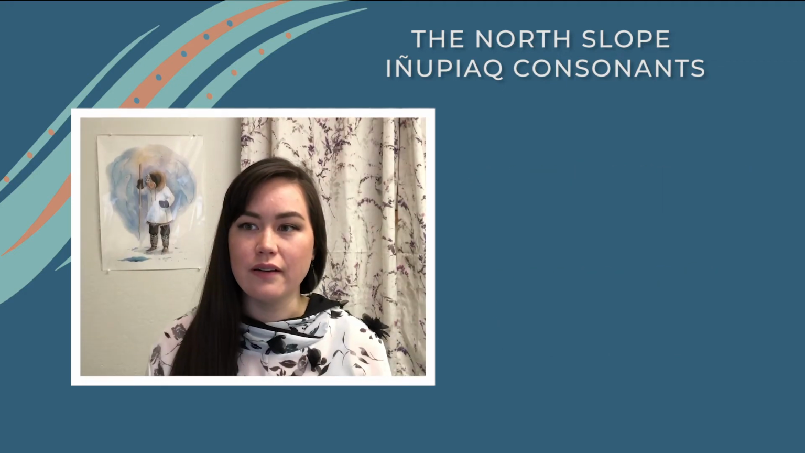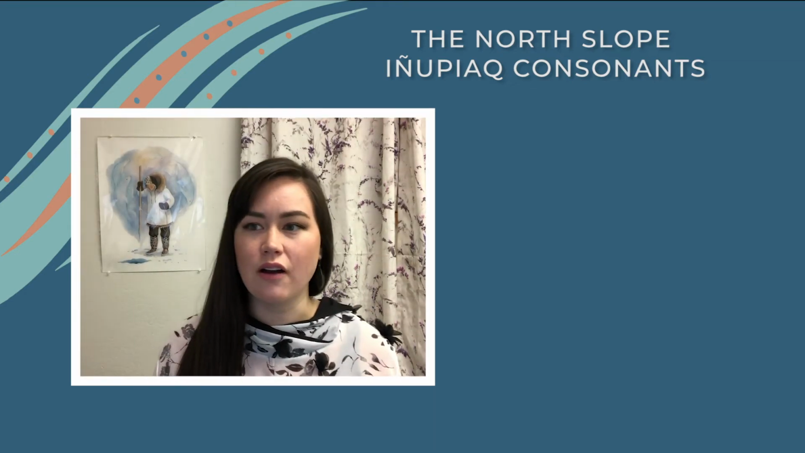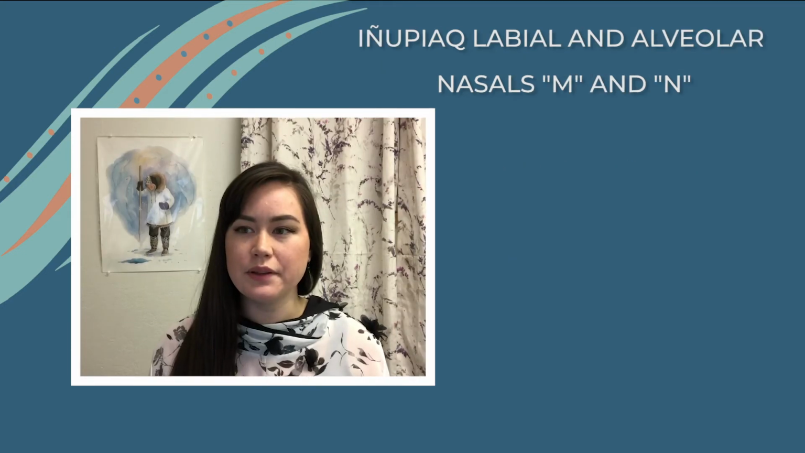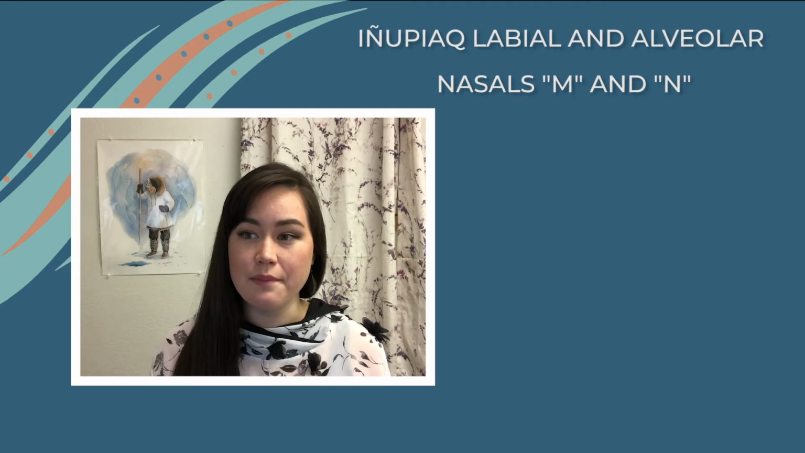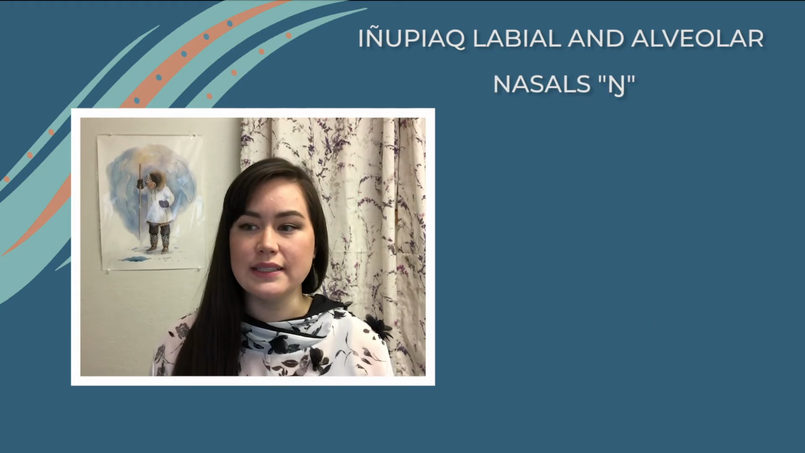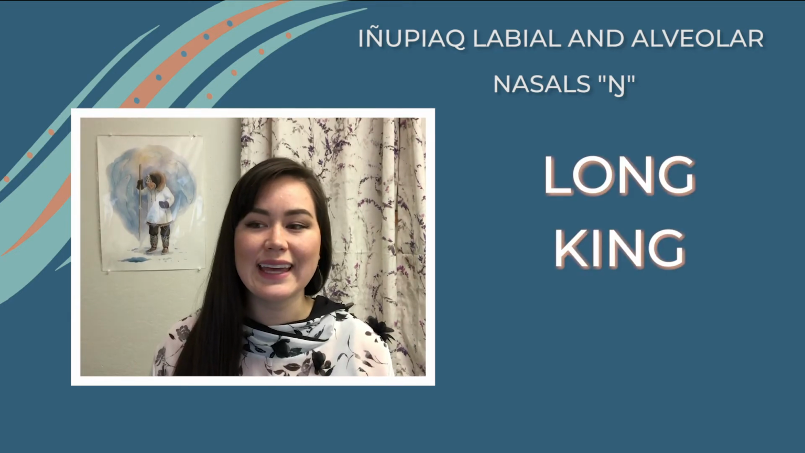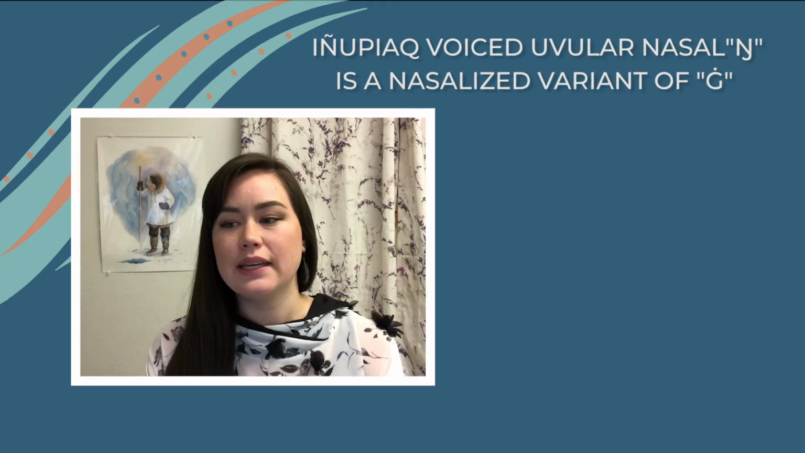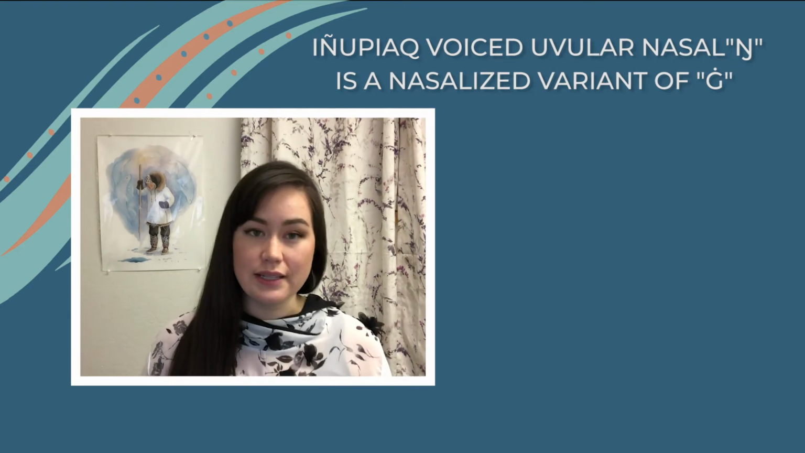The last row of consonants on the consonant grid contains nasals. The Iñupiaq nasals are all voiced. Angun, avingak. The Iñupiaq labial and alveolar nasals ma and na are equivalent to the English m and n in money and nut. The Iñupiaq velar nasal ng is equivalent to the English ng in the following words: long, king, sing. The Iñupiaq voiced uvular nasal n with a tail is simply a nasalized variant of g with a dot used by some speakers next to a nasal.